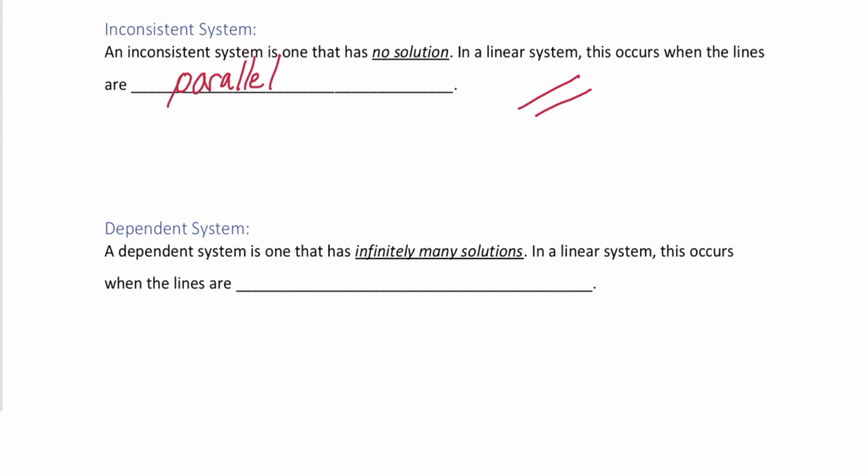A dependent system is one that has infinitely many solutions. In a linear system, this occurs when the lines are coincident. This occurs when the lines are the same line. If you have a system where the lines are the same line, they overlap each other an infinite number of times.